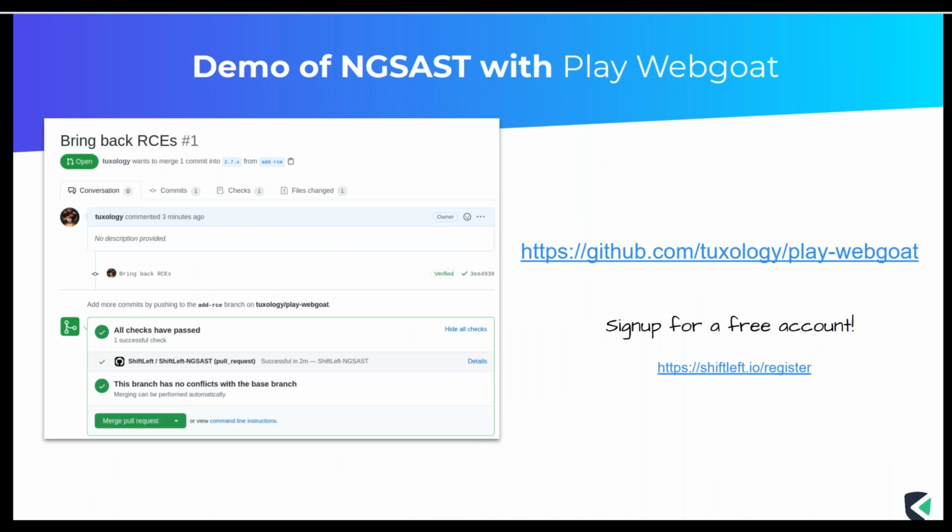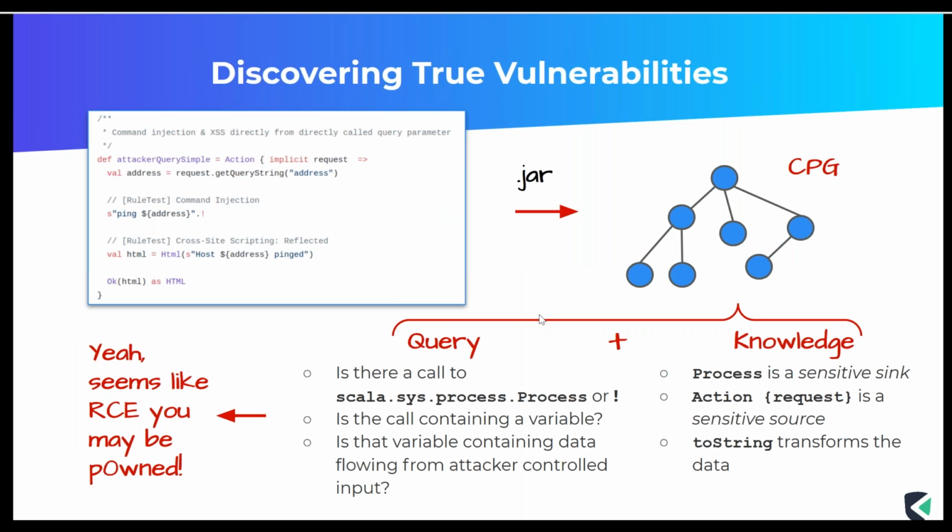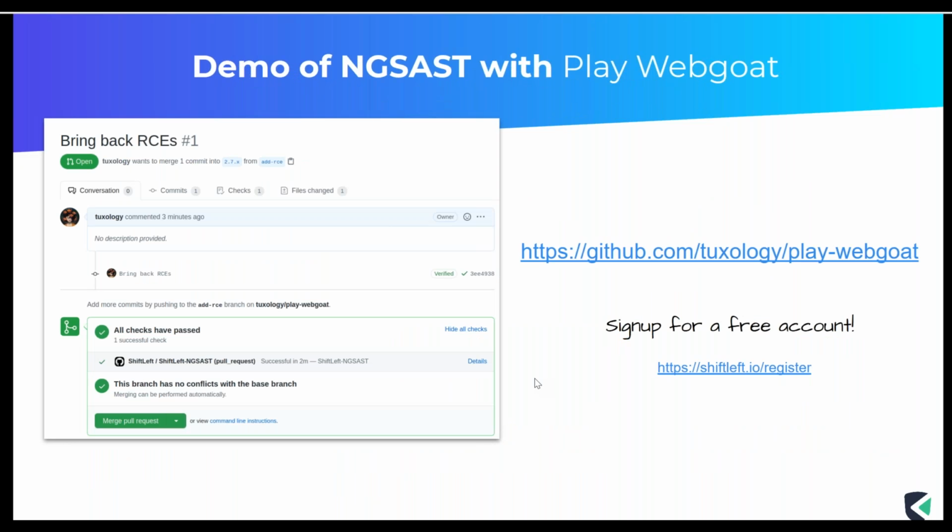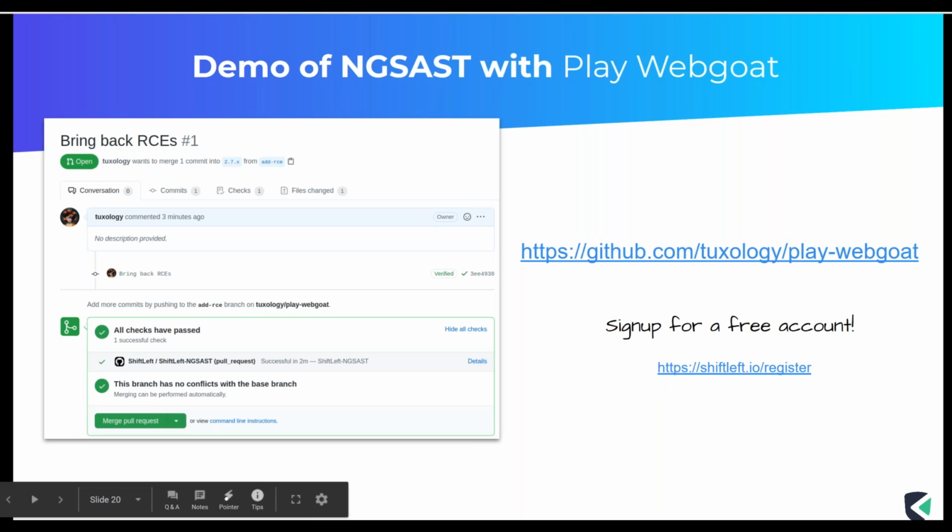Which brings us to a small demo that we have, and I'll show you how our tool can identify a small RCE that we have added. I'll use our tool here, which is ShiftLeft NG-SAST. It uses this information behind it, takes this code, creates this graph, and there are queries and a knowledge base which is run over the graph, and it generates some results. We'll see how those results look. You can also go ahead and start analyzing your Scala apps if you would want.